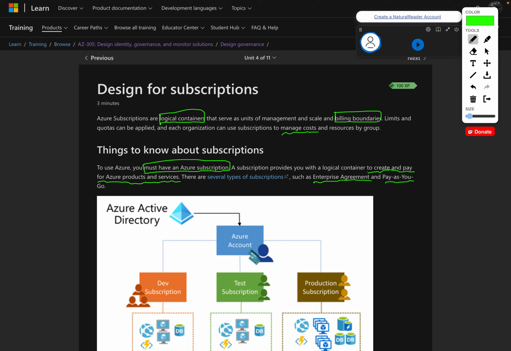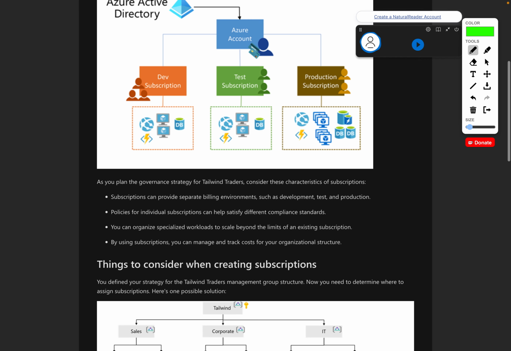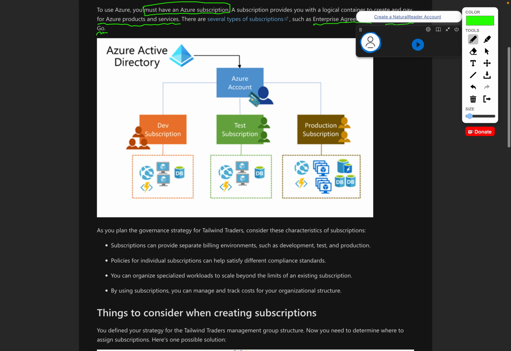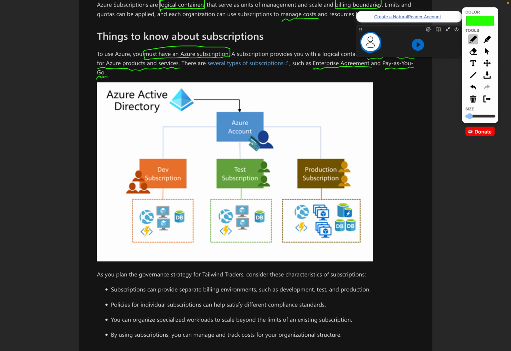We've got different types of subscriptions, and two of them were mentioned here, such as enterprise agreement and pay-as-you-go, which is probably the most common one that most people will use. So here we have a picture, and we are on the things to know about subscriptions section, which sounds like an important title.